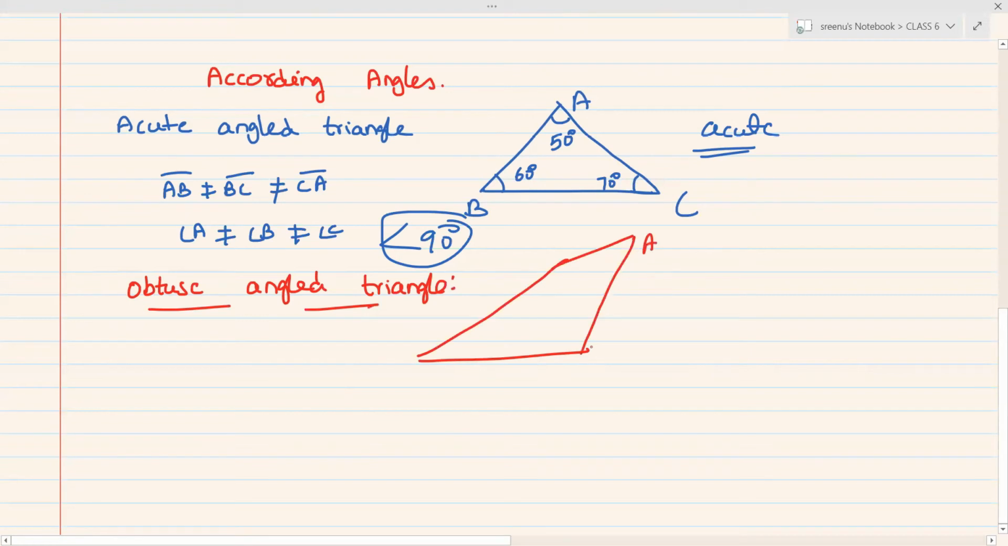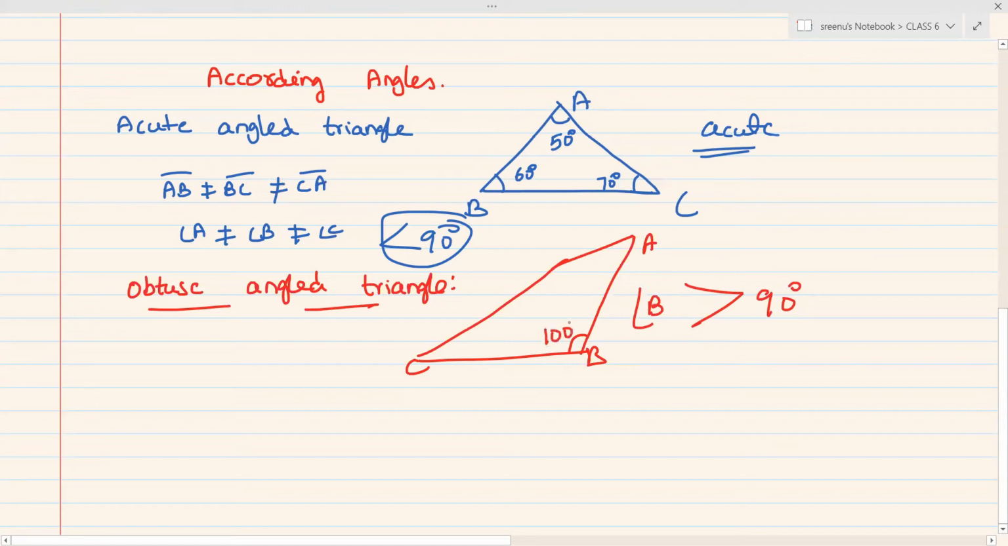So I don't use the instrument, so it will come slightly like that. So take an angle B, right? Triangle containing at least one obtuse angle. That means the angle should be greater than 90 degrees. Here angle B is greater than 90.